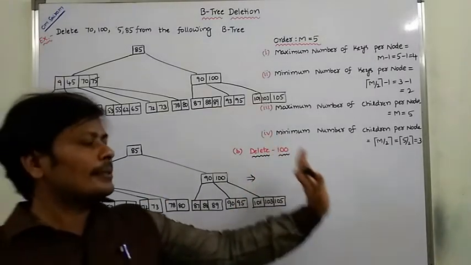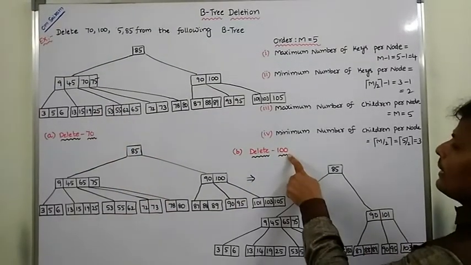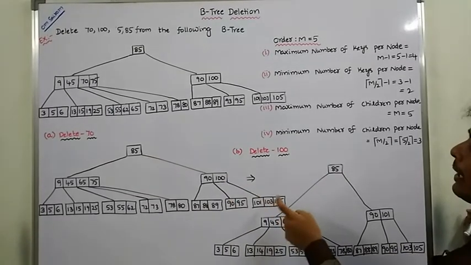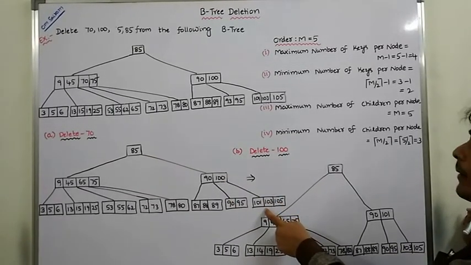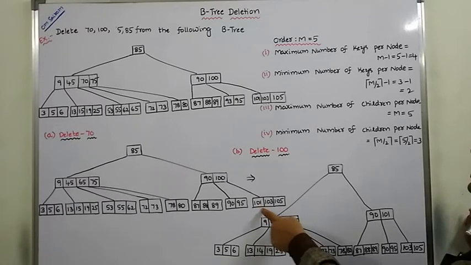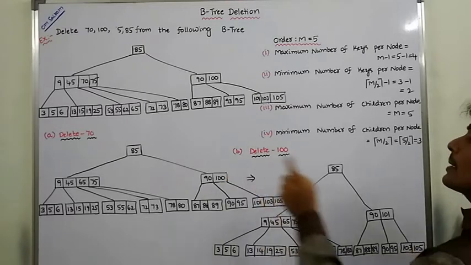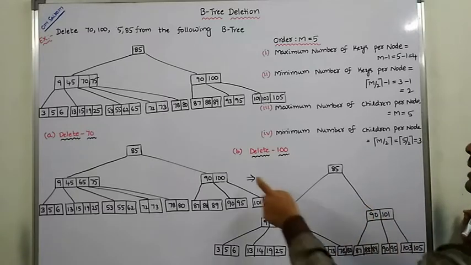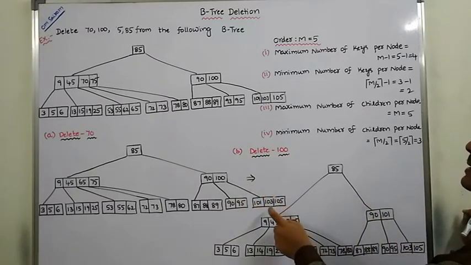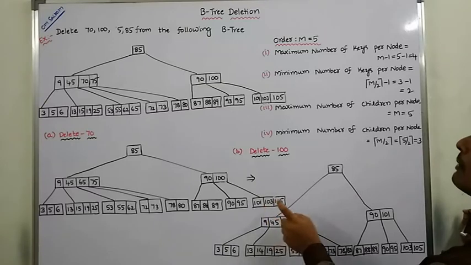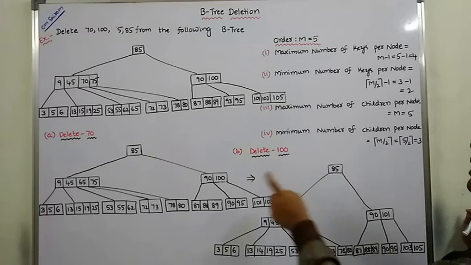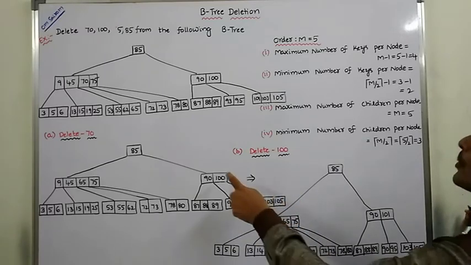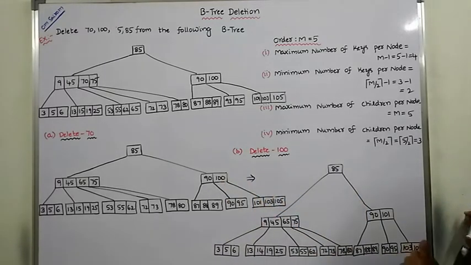Now the tree becomes this one. So 100 can be replaced with the in-order successor 101, because the in-order successor of 100 is the minimum element in the right subtree. 100's right subtree contains 3 key elements, 101, 103, 105. Among the 3 key elements, the minimum is 101. So 100's successor is 101, and 100 can be replaced with 101.